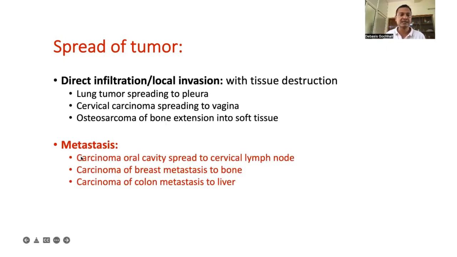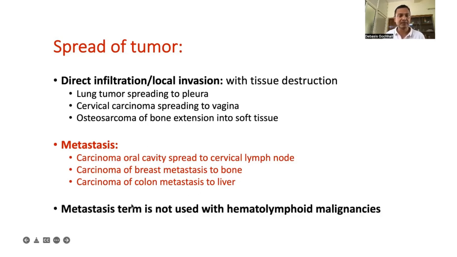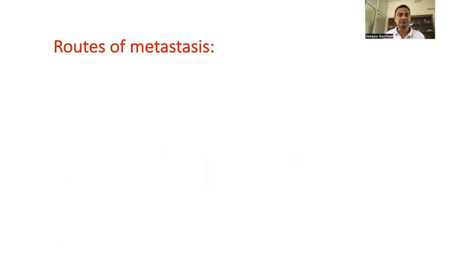Now, our topic of interest, that is metastasis. Here we will see carcinoma oral cavity, which is a very common carcinoma in India, and that presents with a cervical lymph node. Okay, so that is known as metastasis. Carcinoma breast, metastasis to bone, which is common. Carcinoma colon, which can metastasize very frequently to the liver, that is an example of metastasis. Now, metastasis term is used in relation to carcinomas and sarcomas, and metastasis term is not used in case of hematolymphoid malignancies.